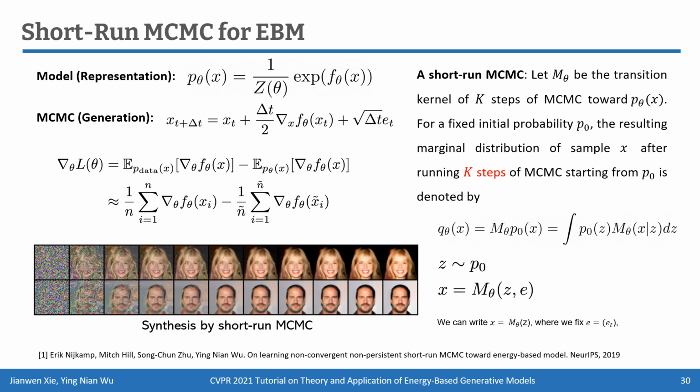Therefore, the k-step short-run MCMC can be considered as a latent variable model or a generator with the initialization z as latent variables. Here we use M to denote the transition kernel of k steps of MCMC toward the target distribution. The short-run MCMC can be written as x equals M(z), where M is a nonlinear mapping and z is the latent variable following the distribution p0. This figure shows some generated examples by short-run MCMC.